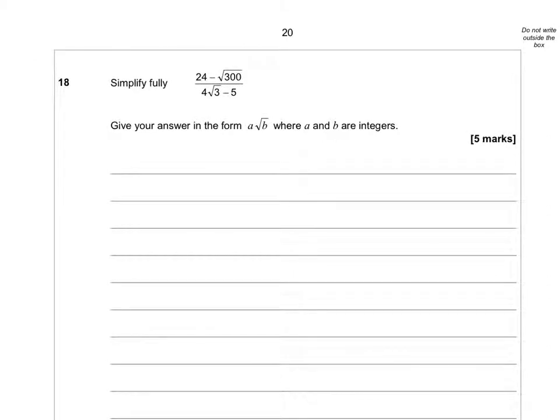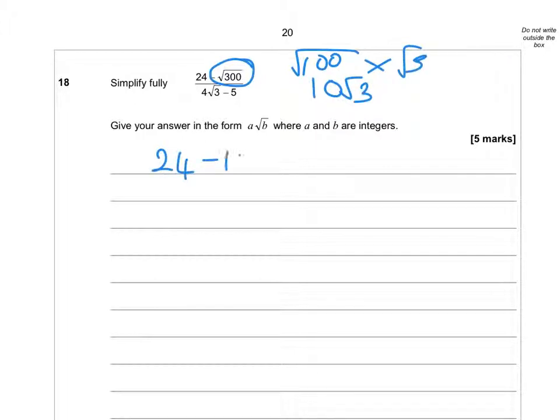Okay, we've got a third here. Let's sort this out first. This is square root of 100 times square root of 3, which is 10 root 3. So I've got 24 minus 10 root 3 over 4 root 3 minus 5.